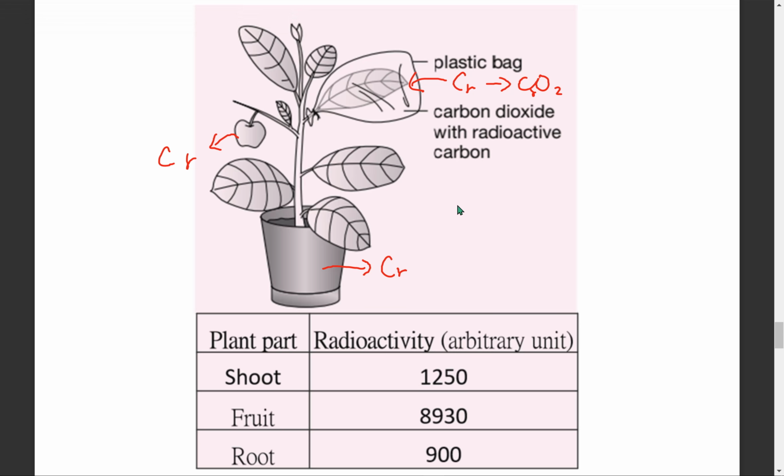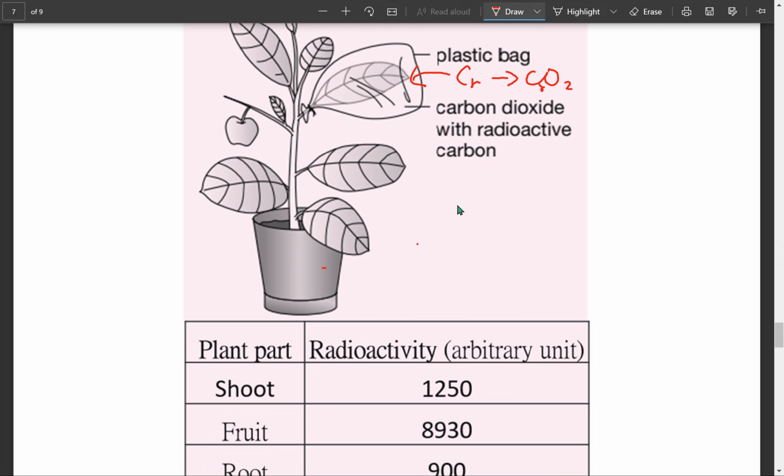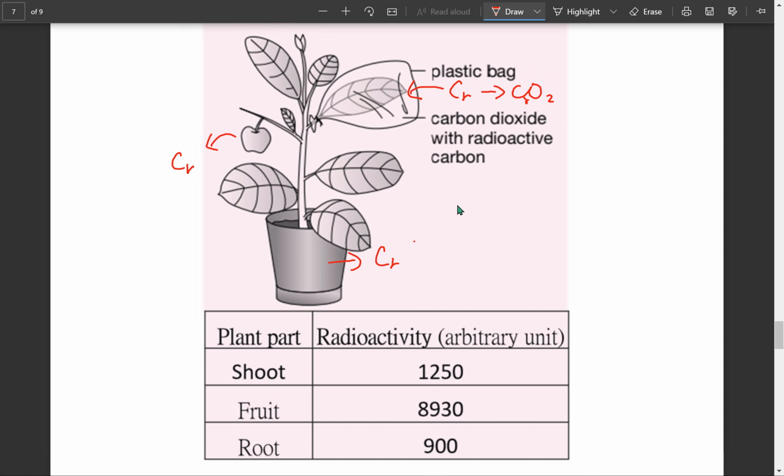Right? So initially, I will repeat this. Initially, only this leaf is absorbing radioactive carbon, and all other parts are clean. Okay? They are not absorbing radioactive carbon. But at the end of the experiment, they found radioactive carbon in the roots. They found radioactive carbon in the fruit, and also in the shoot.